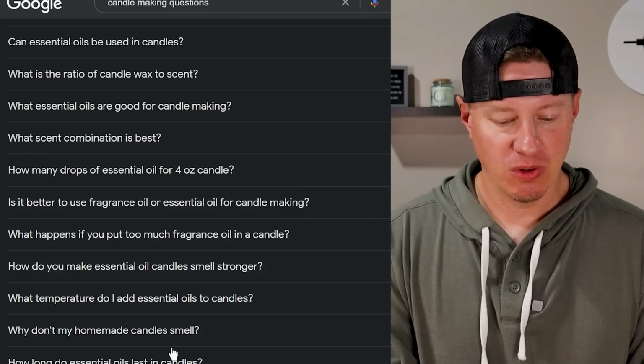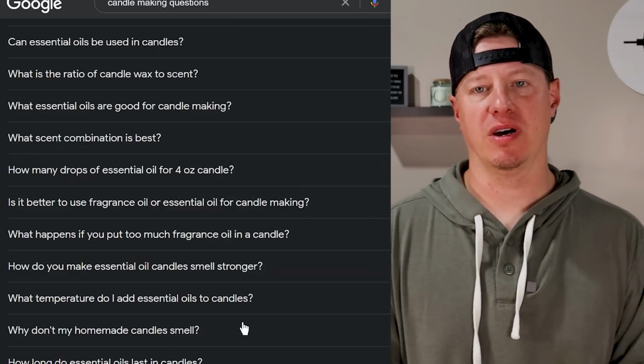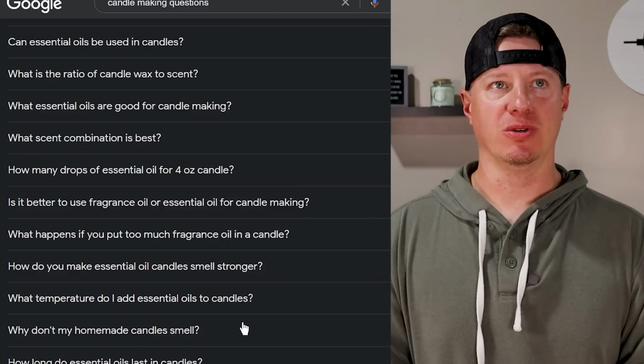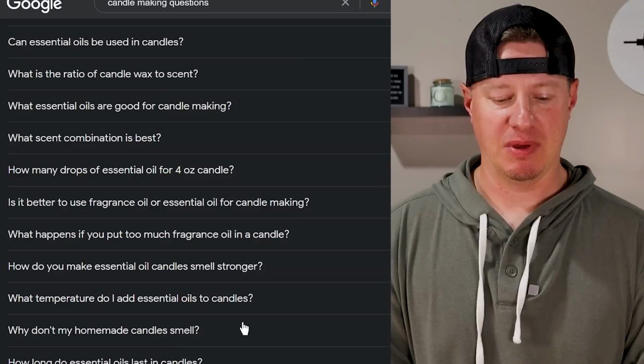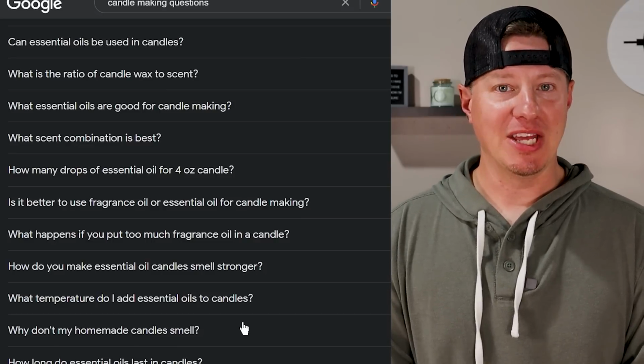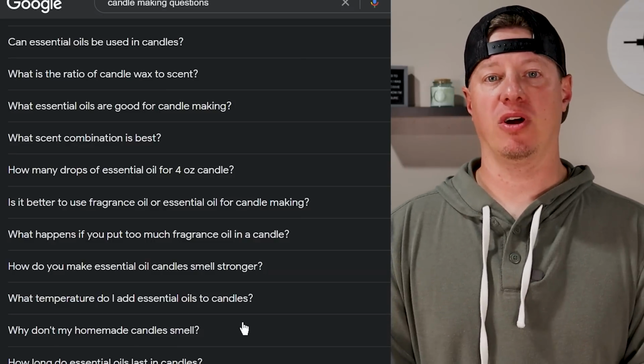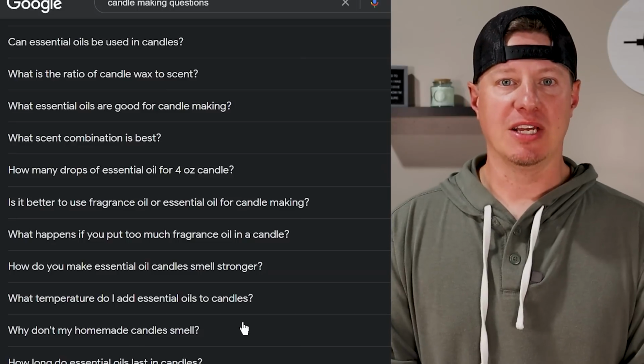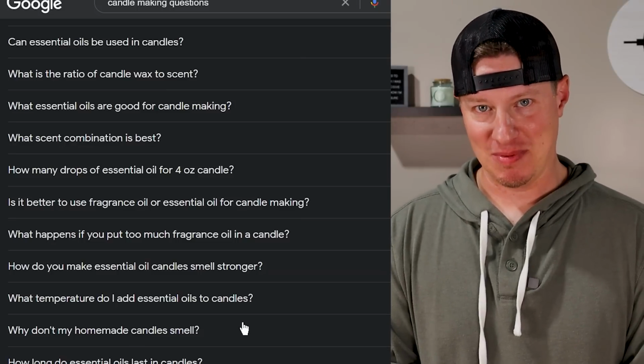All right, let's jump down to why don't my homemade candles smell? This is a great one to finish with, I think, because it's a common issue for new candle makers, is they put all this time and effort into making a product, and when it's done, they can't really smell anything, right?